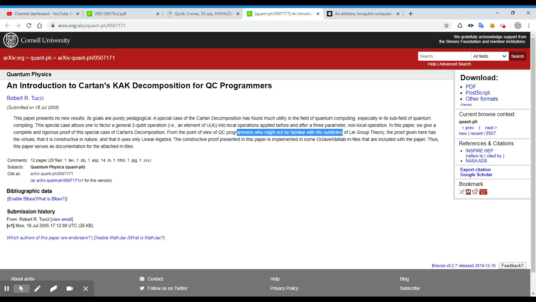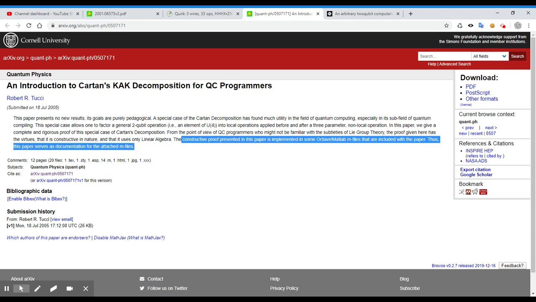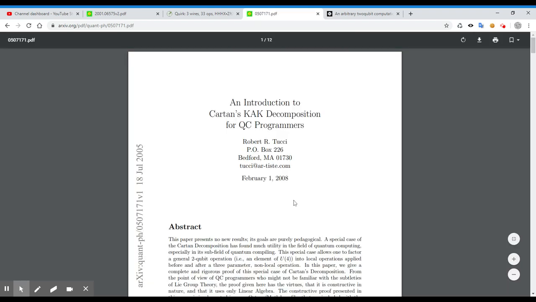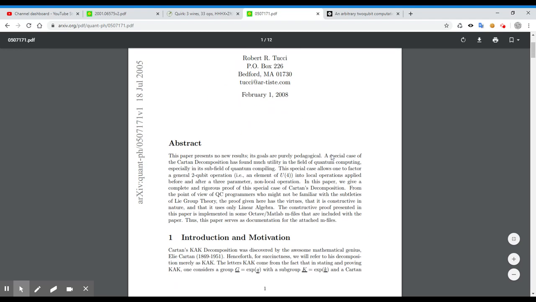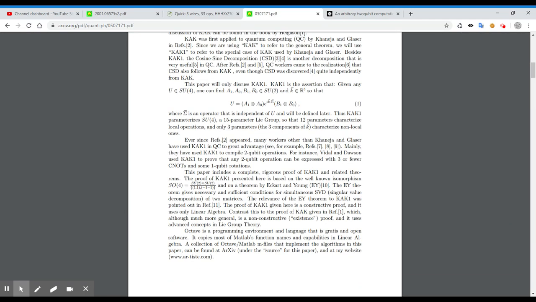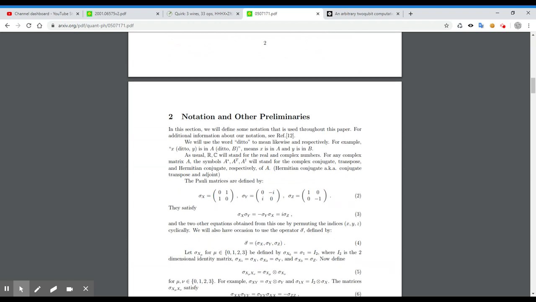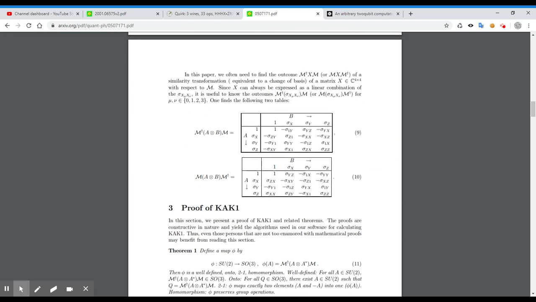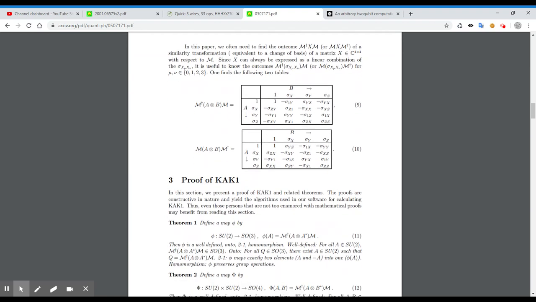The proof given here has the virtues that it is constructive in nature and that it uses only linear algebra. Then maybe I should take a look at this first. The constructive proof presented in this paper is implemented in some software. Let's take a look at it. It's 12 pages. Introduction to Cartan's KAK decomposition for QC programmers. Introduction and motivation. Notation and other preliminaries. So, proof of KAK1.